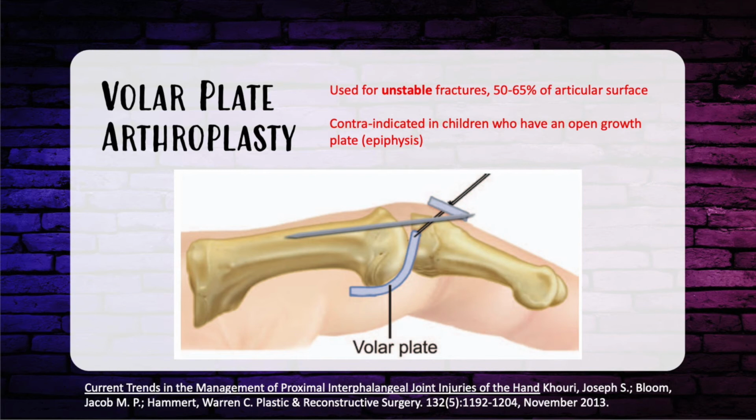This is typically performed for unstable middle phalanx base fractures, and it involves 50 to 65% of the articular surface. This can also be used for late reconstructive options if the patient presents late. This option is actually contraindicated in children who have an open growth plate, aka open physis. During surgery, you will remove the bony fragment and place a palmar plate to fill the defect.